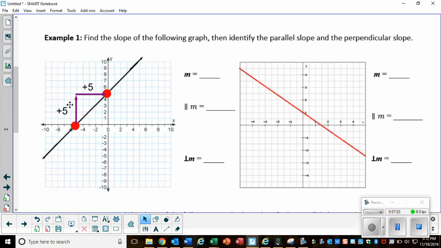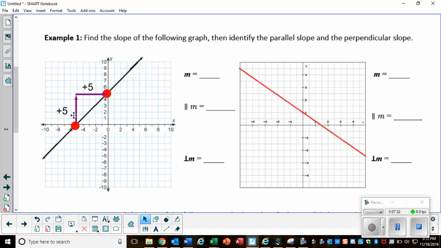Now the reason it's a positive 5 is because I'm going up towards the positive numbers. And the reason this is positive 5 is because I'm going to the right towards the positive numbers. Okay? So going up and to the right, those are positive actions. If I went down, that would be a negative action. If I went to the left, it would be a negative action. Okay? So up and right, positive, down and left, negative.